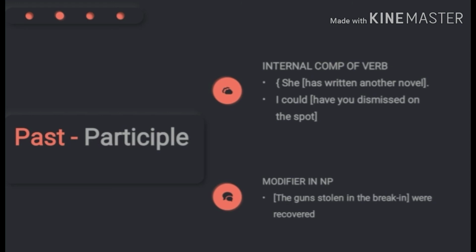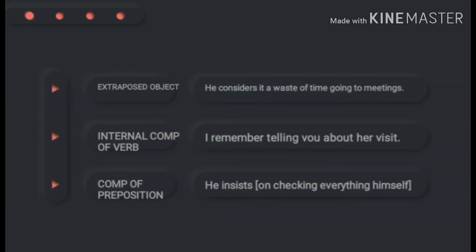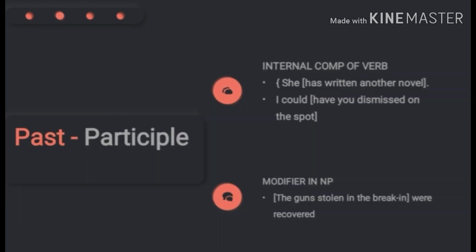The next function is modifier in noun phrase. The example is the guns stolen in the break-in were recovered. As a modifier, a past participle clause is interpreted as passive. The underlined non-finite clause in the example is essentially equivalent to the relative clause which were stolen in the break-in.